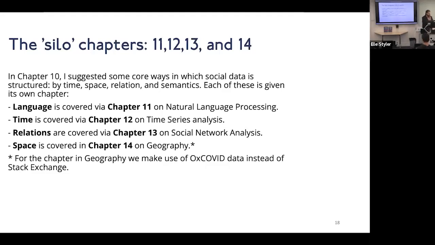Finally, space is covered in chapter 14. And again, this one's a very, very superficial chapter, but it's similarly, how do we project things onto space? Things are often spatially located. People are spatially located. So we should be able to make a map. We should be able to calculate a distance between things or otherwise appreciate something conditioned on space. Also, in space, because of the nature of maps, there's a very common visualization called a choropleth.